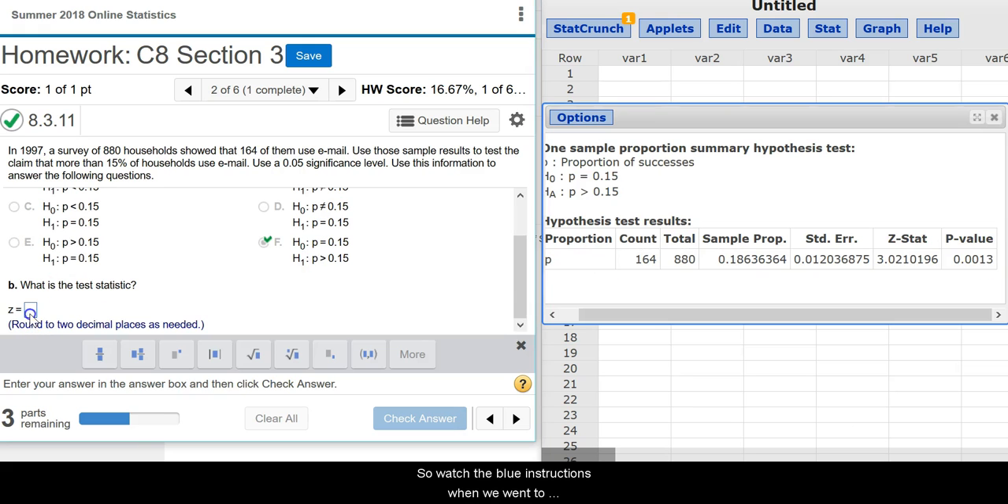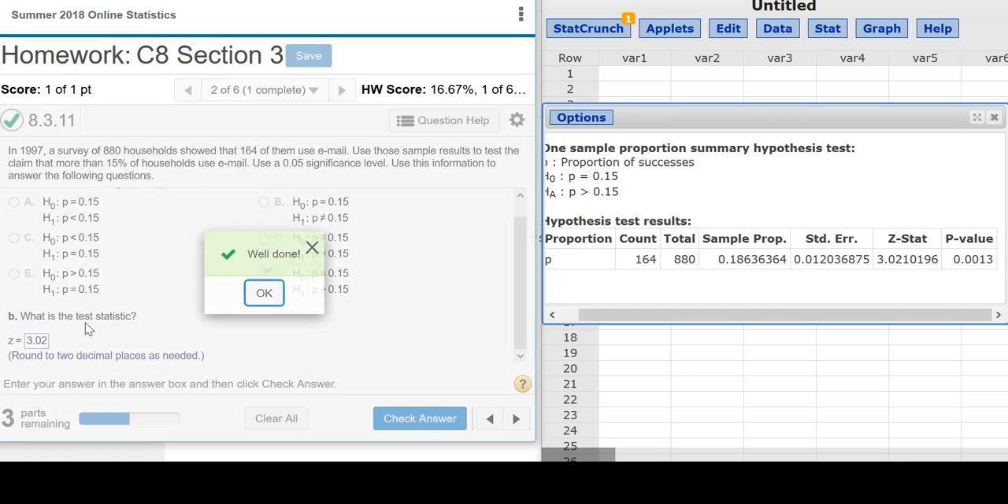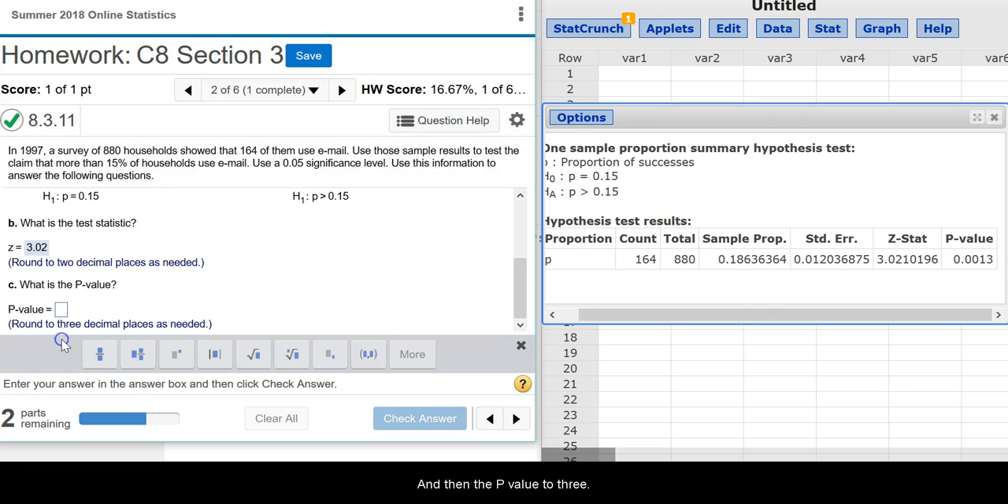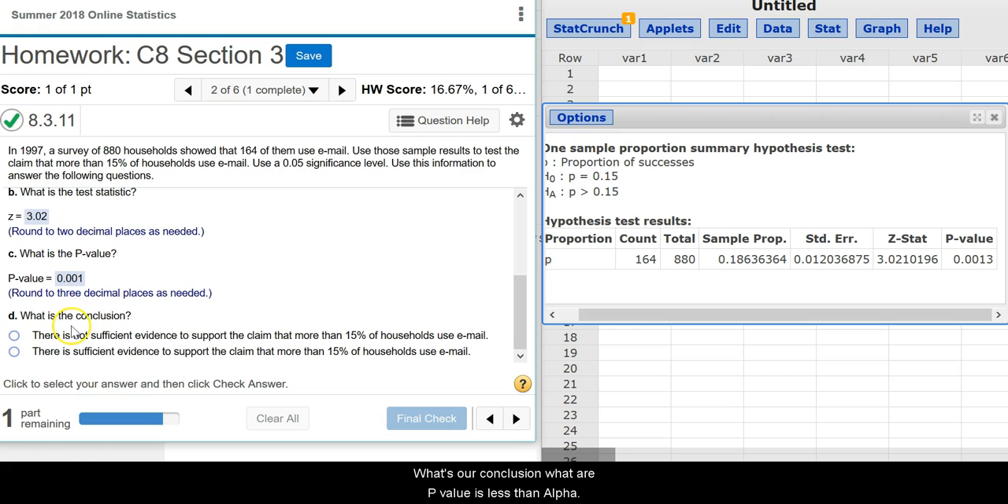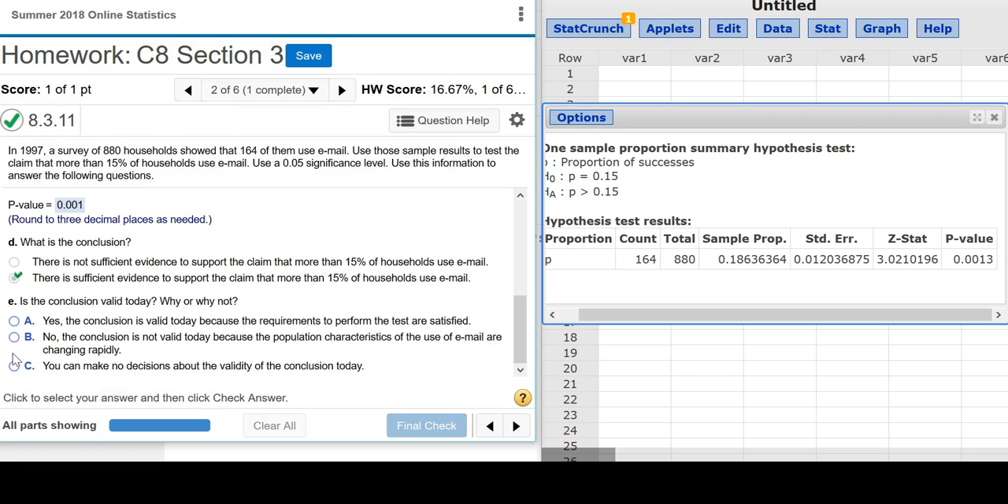So watch the blue instructions. We only want 2 decimal places. And then the p-value to 3. And what's our conclusion? Well, our p-value is less than alpha, so there is sufficient evidence to support the claim, because when p-value is less than alpha, we reject the null.